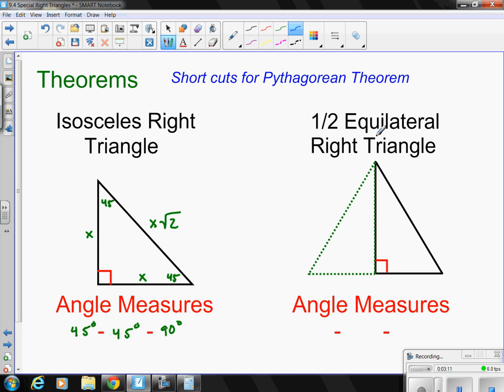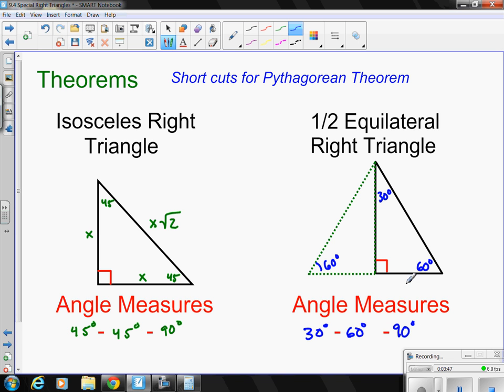Our second theorem, you could do the same thing that we did in that warm-up with the 45, 45, 90 triangle. Half an equilateral triangle, I like to think of it like this. An equilateral triangle, if you remember, all the angles are 60 degrees. Well, if I split this in half, that's going to make this a 30-degree angle, and this is still going to be a 60-degree angle. So we call this a 30, 60, 90 right triangle.